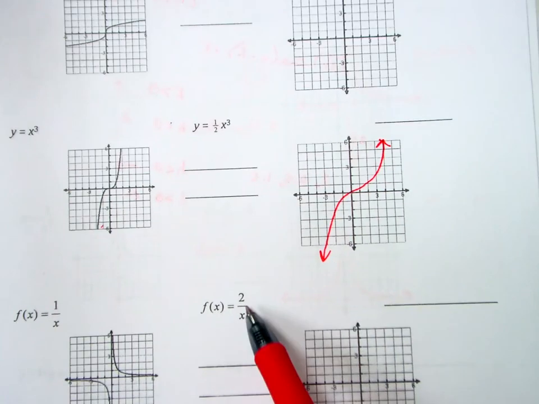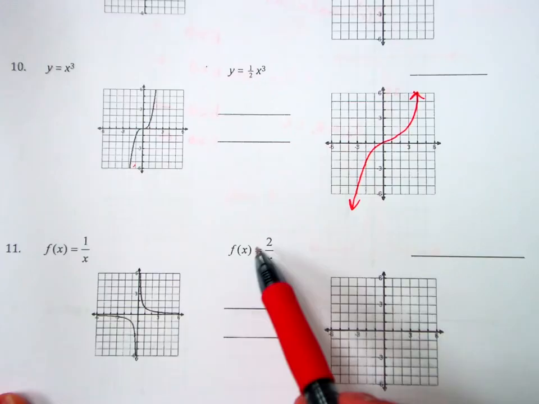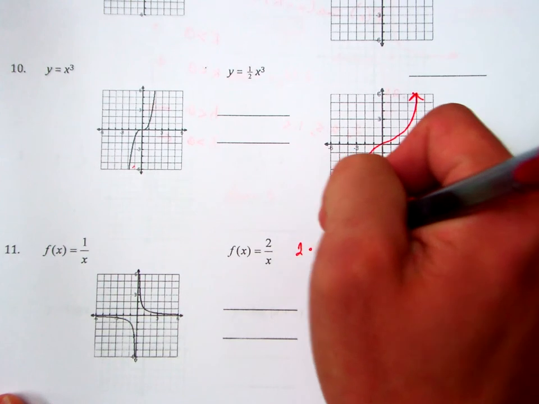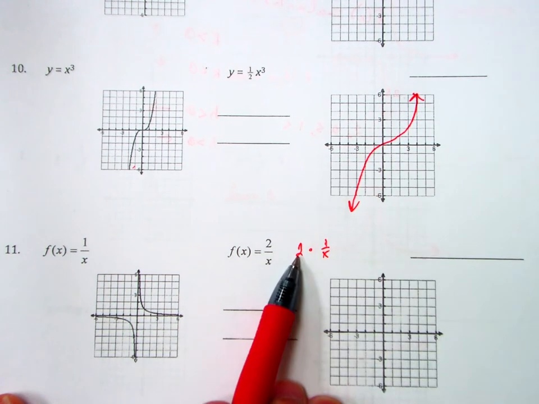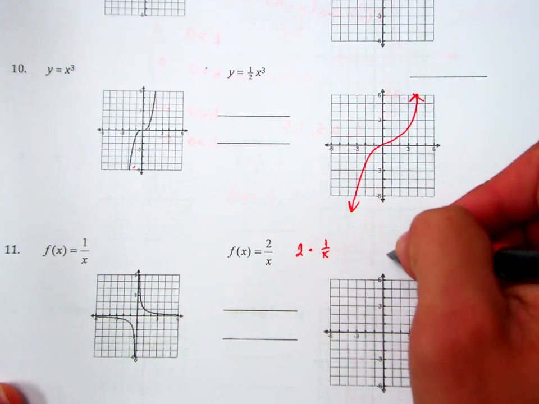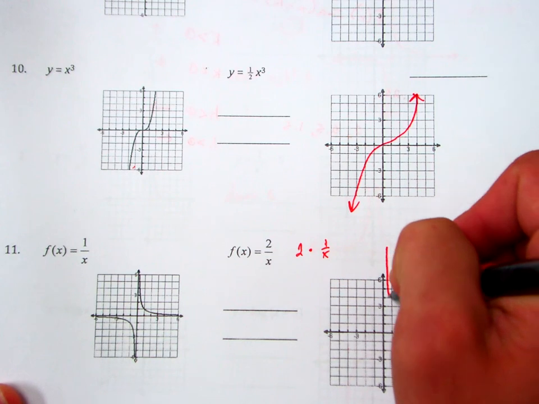This is an example of something being stretched. While it's part of a fraction, this is the same thing as 2 times 1 over x. All right, so I'm multiplying by a number 2, which is not a fraction. It's actually getting stretched, so it's going to be a lot narrower.